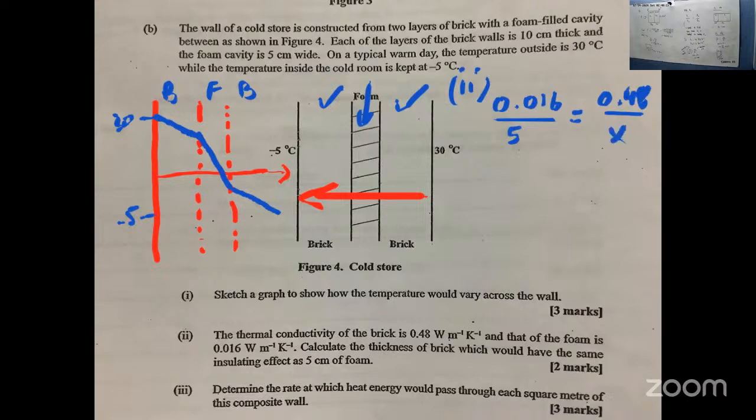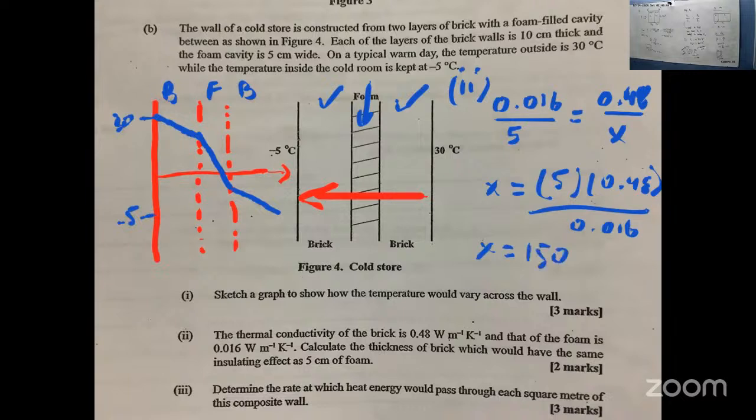Cross multiply and solve for x. You'll get 5 by 0.48 all over 0.016. How much is that? 150. So does it make sense? More of the poorer conductor is replaced by the better conductor. So that makes sense, right?